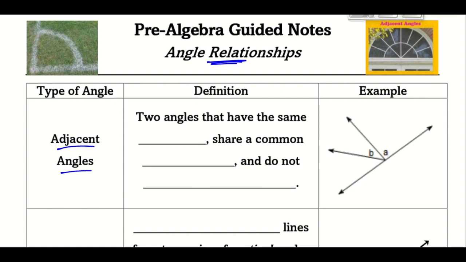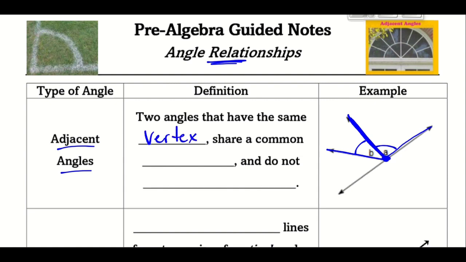Adjacent angles are just angles that are right next to each other. This is the simplest one. They're just angles that are sitting right next to each other. They share a common side, they share a vertex, and they don't overlap at all. So when I say they share a common side, I mean this side, it's a part of both angle B and angle A. When I say they share a common vertex, that's this point in the middle. So they have the same vertex.